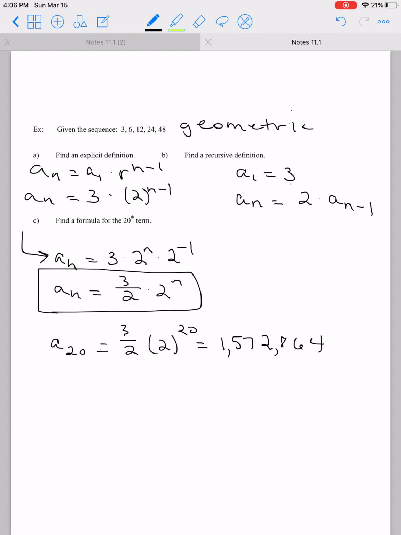And then your homework will follow with the worksheet over 11.1.